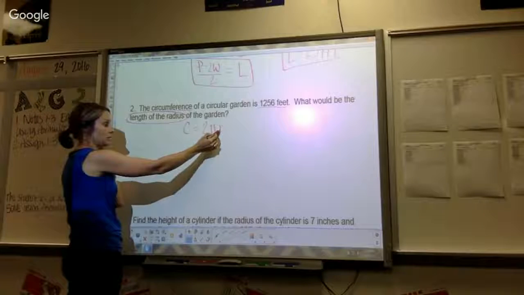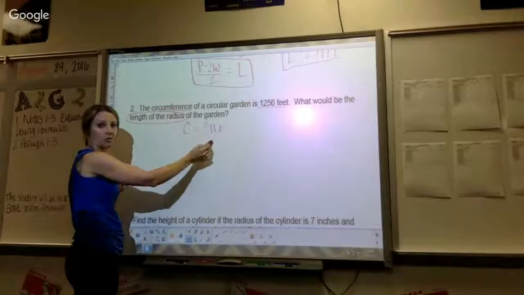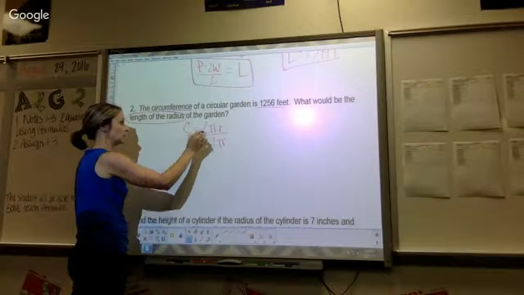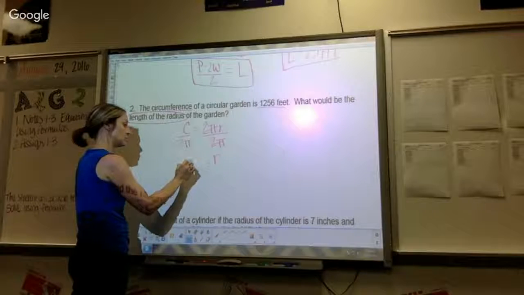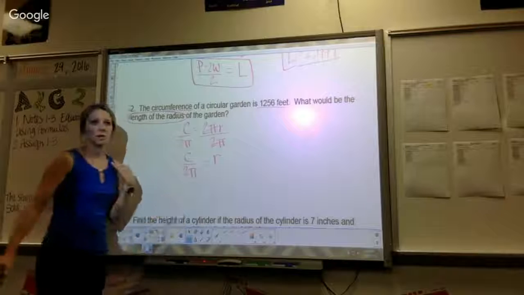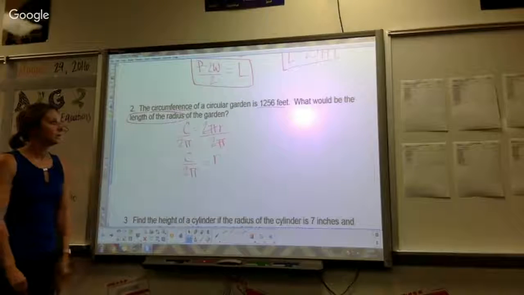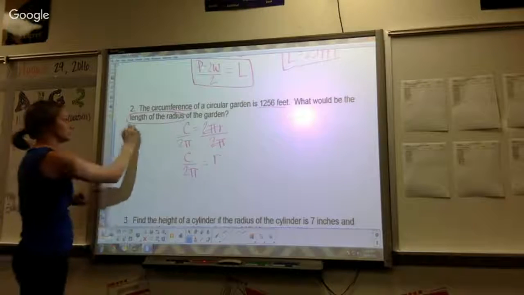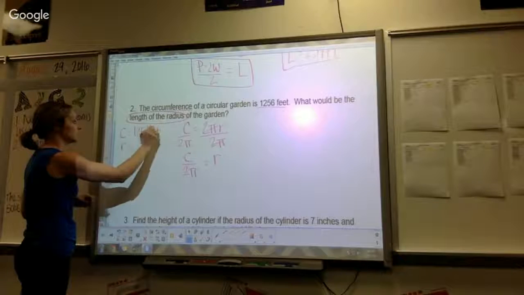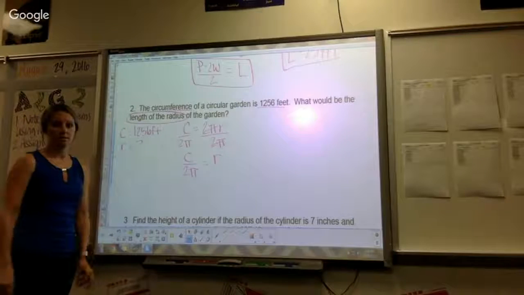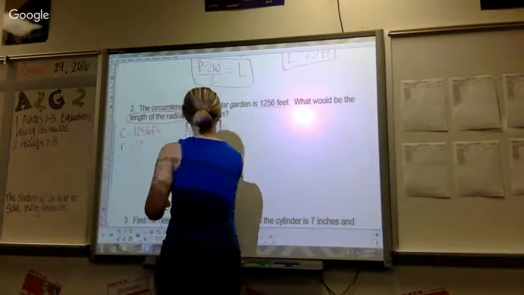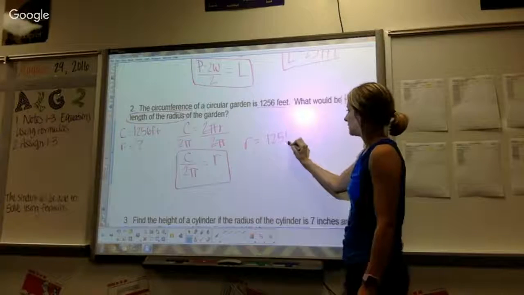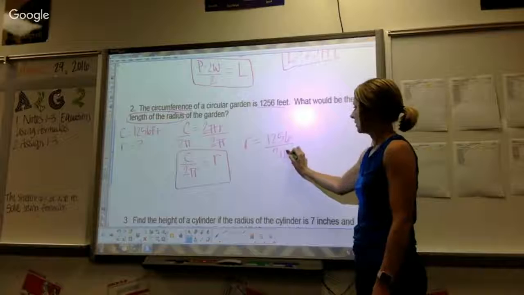So here's our r here, which means I need to get rid of the 2 and the pi. I'm multiplying 2 pi times r. So the opposite would be to divide. So your radius would equal circumference divided by 2 pi. Okay, so we have circumference and radius. Circumference is 1,256 feet. Your radius is what we're trying to find. So plugging into this equation that we found here, you would have 1,256 divided by 2 pi.